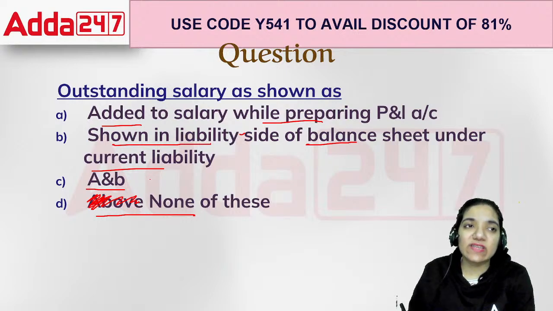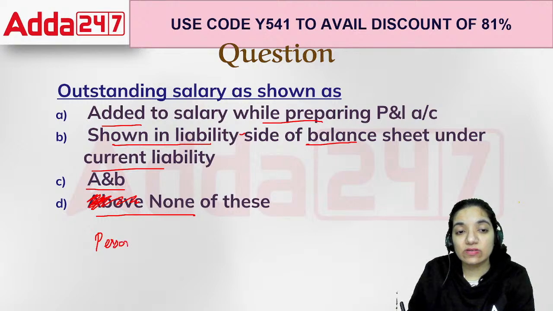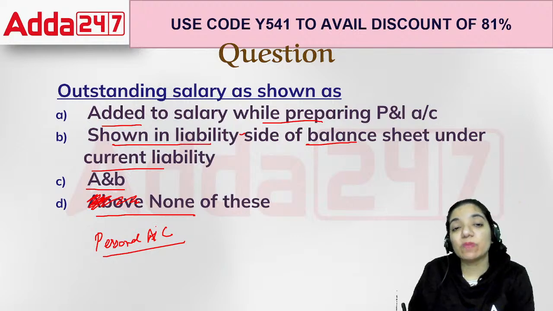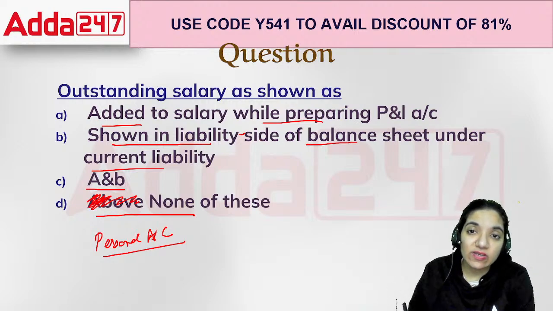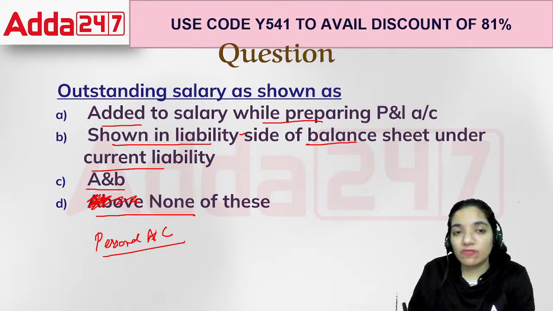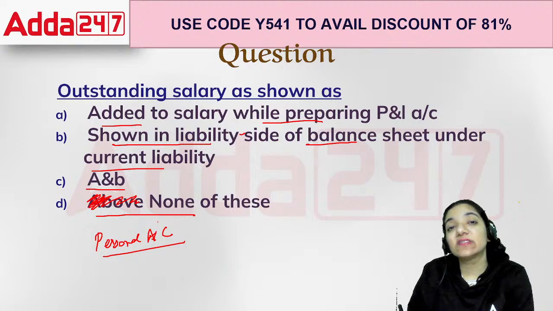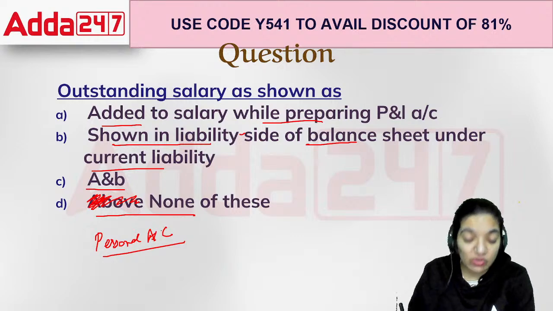The outstanding salary is a salary which I haven't paid yet, right? This is basically a personal account. So if I'm supposed to pay that particular person, my expense is going to increase. First of all, it would be shown as an expense that I'm supposed to pay, plus it is a current liability or a long-term liability. I am supposed to pay salary to the people.